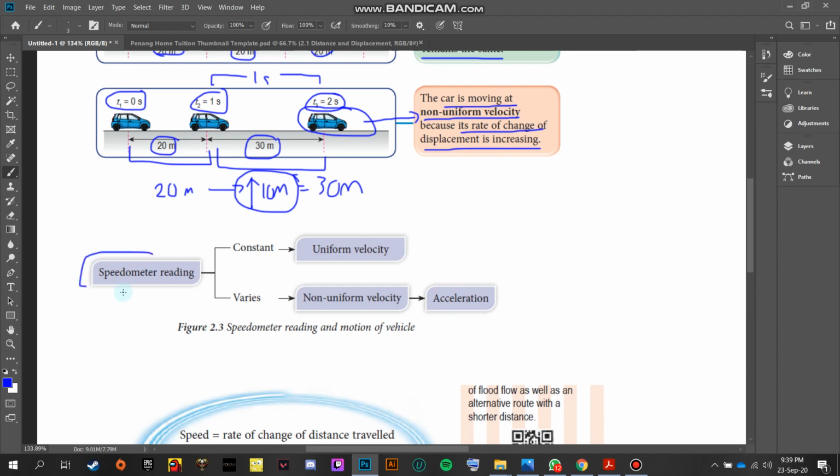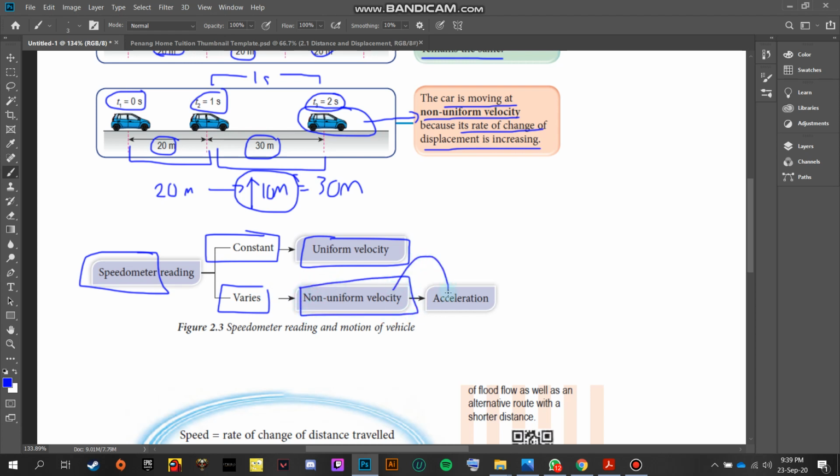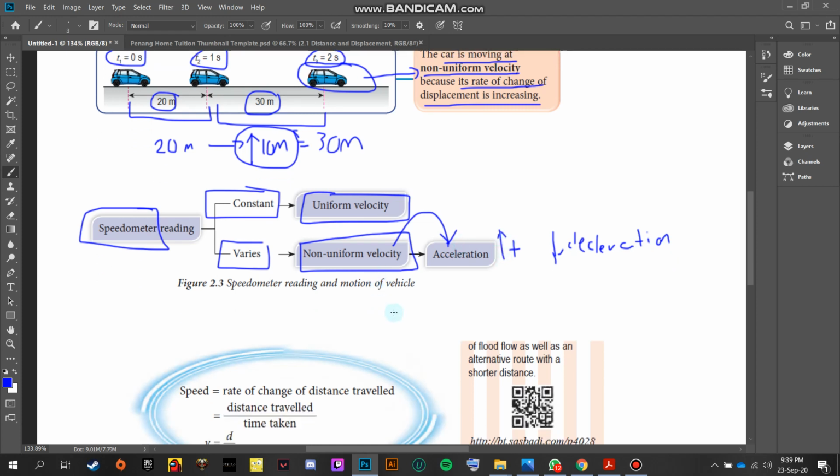Now, a speedometer is a device that we use to calculate the speed of the car, and if the speedometer has a constant reading, meaning it has a uniform velocity, and if it varies, meaning it's a non-constant reading, we have a non-uniform velocity. Non-uniform velocity will result in acceleration if the velocity increases, or deceleration if the velocity decreases. Let me just type deceleration if the velocity decreases, and acceleration if the velocity increases.